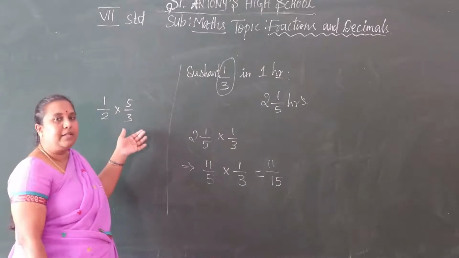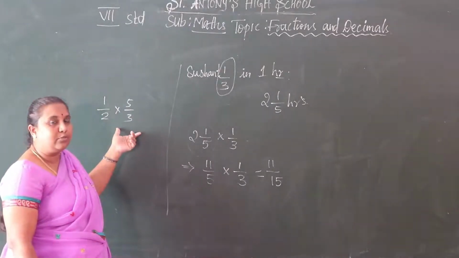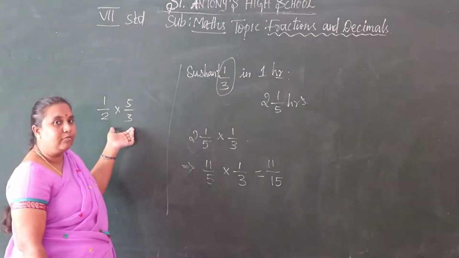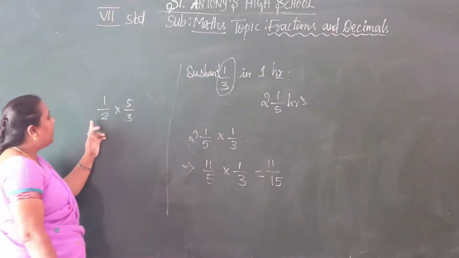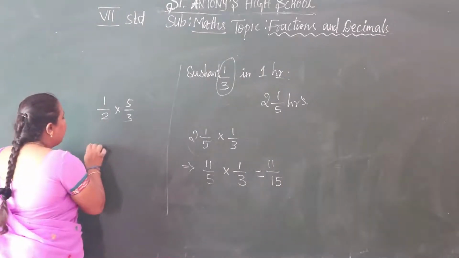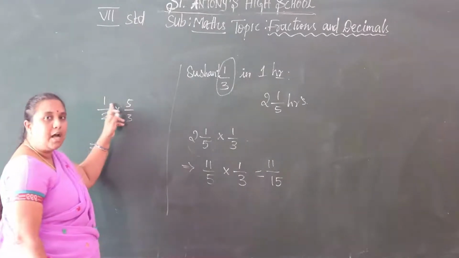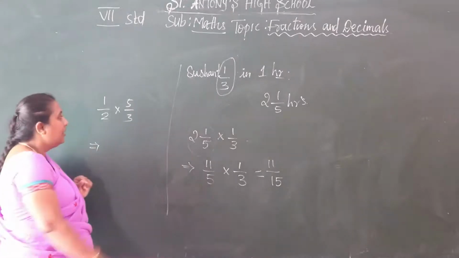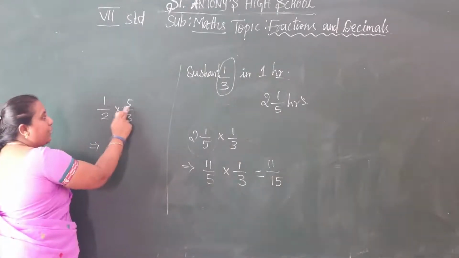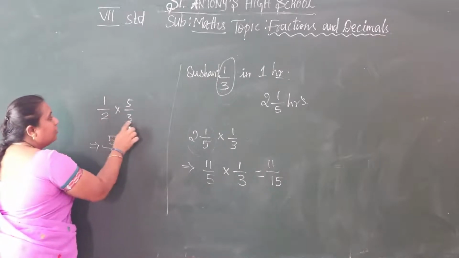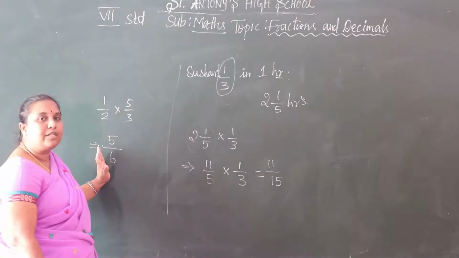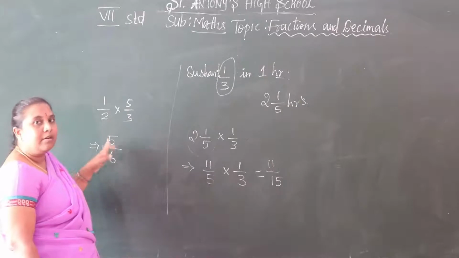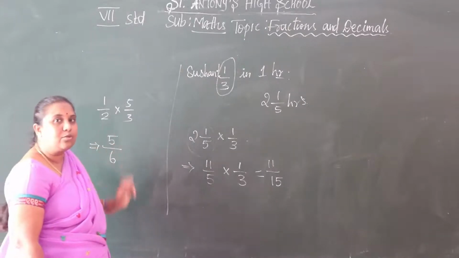So how to multiply this? There are so many sums like this in your textbook. Try them yourself in your rough notebook. I will do one sum for you. 1 by 2 into 5 by 3. You multiply the numerators and you multiply the denominators of these two fractions. The numerators are 1 and 5, so 1 fives are 5, and 2 threes are 6. So 5 by 6 is the solution of the multiplication of these two fractions.